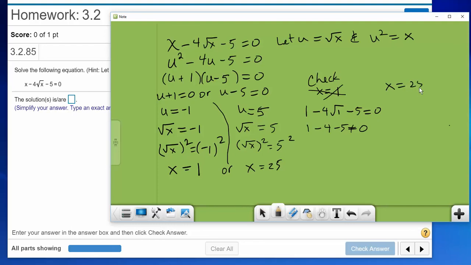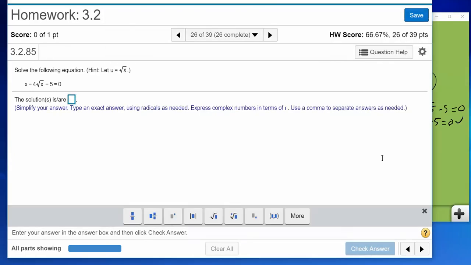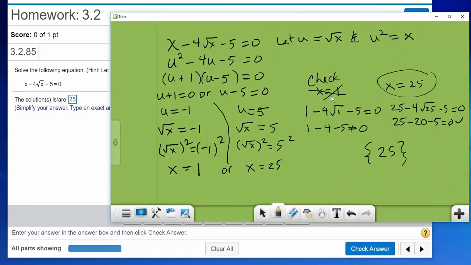If I check 25 in the original problem, 25 minus 4 times the square root of 25 minus 5, does that equal 0? So we get 25 minus 20 minus 5, which is 0. So we can see that one works. So our solution set is just the single number 25. And then we say the other one, the 1, is extraneous.